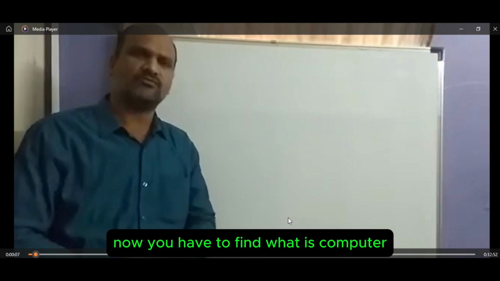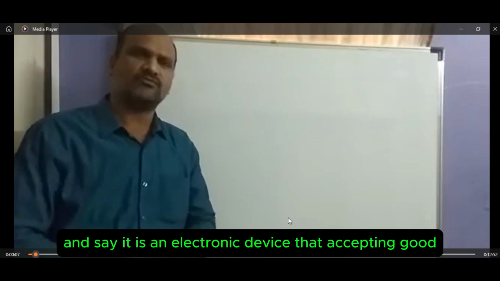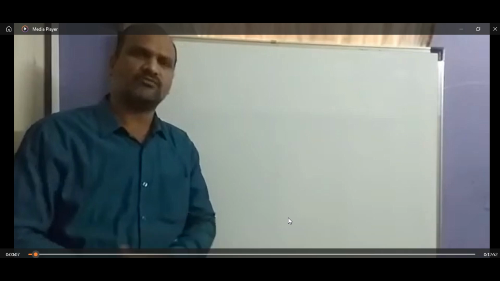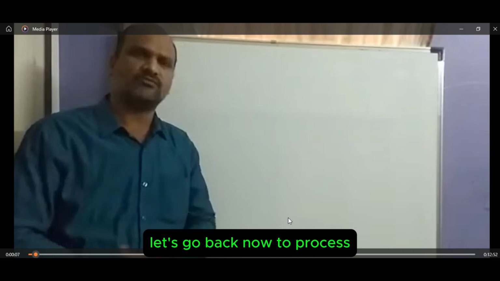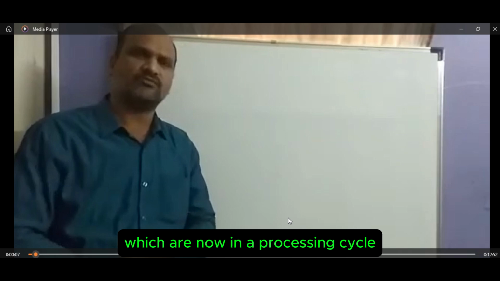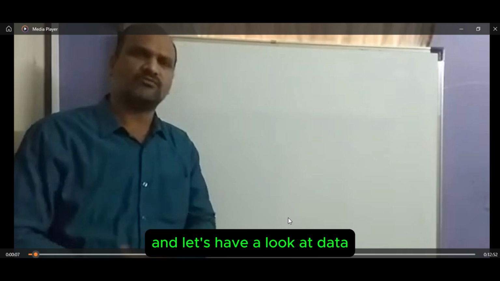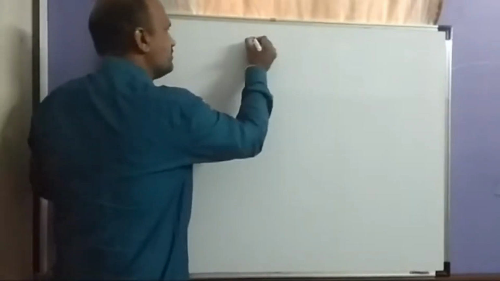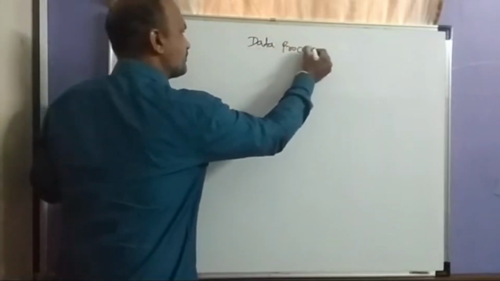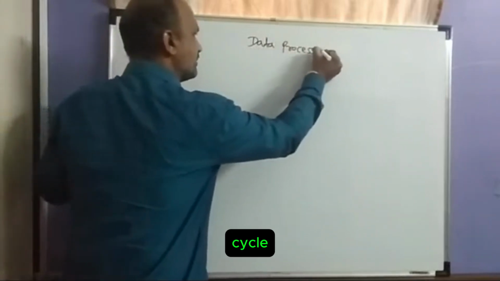Now we have defined a computer as an electronic device that accepts input, processes it, and gives you information. Let's go back to processing. In processing we have four processes in the processing cycle, so let's have a look at the data processing cycle.